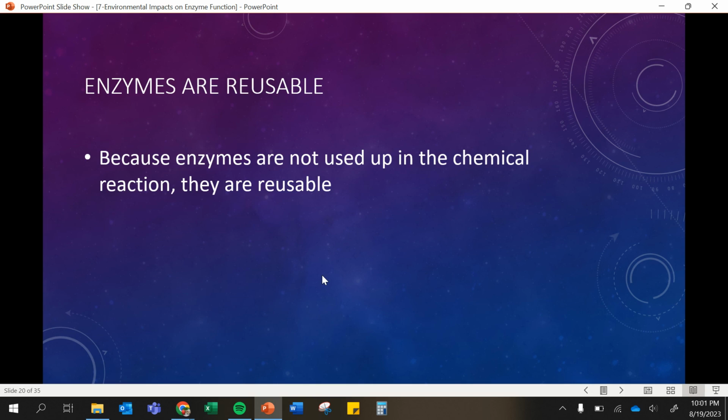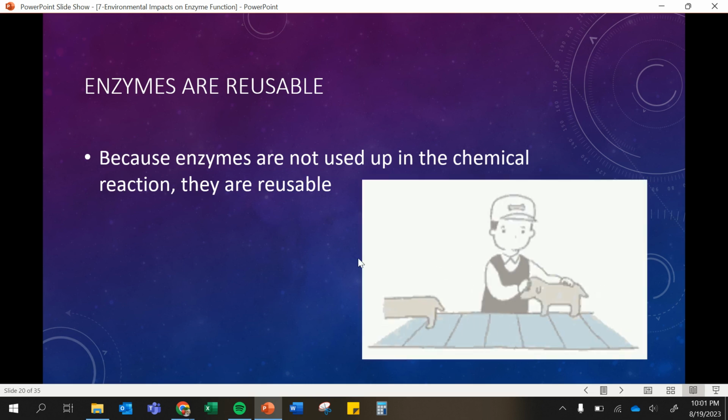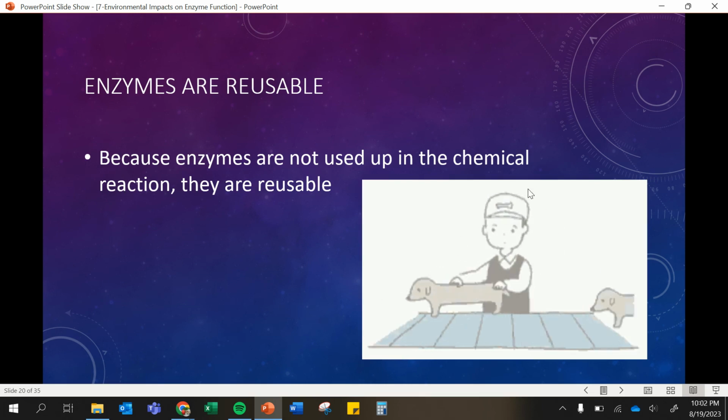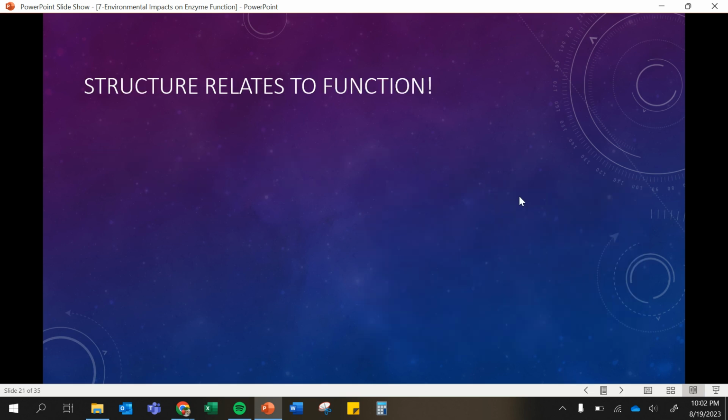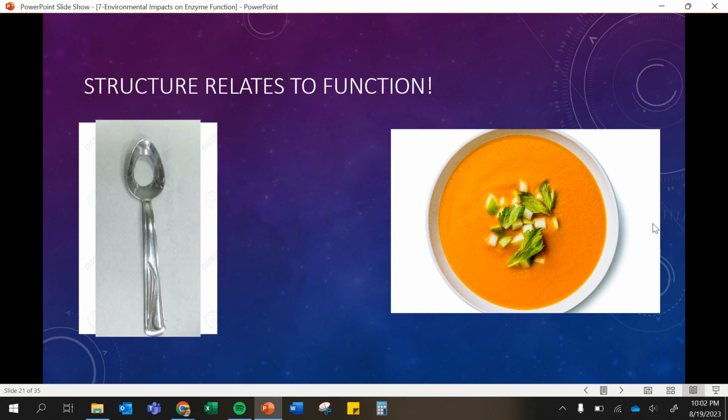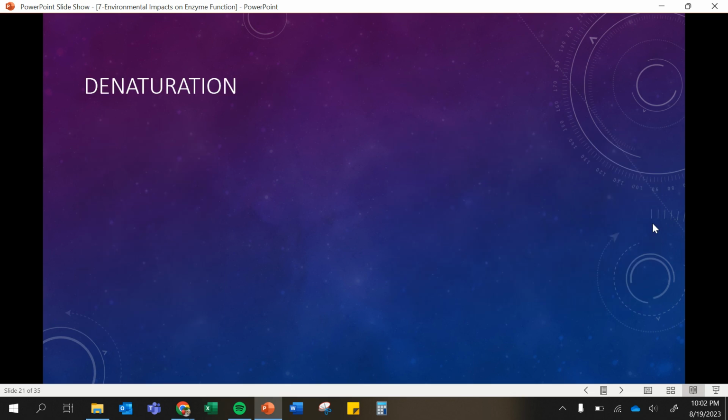Okay, enzymes, again, since they're not used up in that chemical reaction, they're still there. They're the same enzyme we started with as we end with, so they're reusable. Like here on this conveyor belt, we can reuse that same enzyme, or here this person working over and over again. And again, the structure relates to the function. We can think about the structure of this spoon relates to the function of eating the soup. Well, if we change that structure, just like if we change the structure of an enzyme, it's going to impact the function of that enzyme.